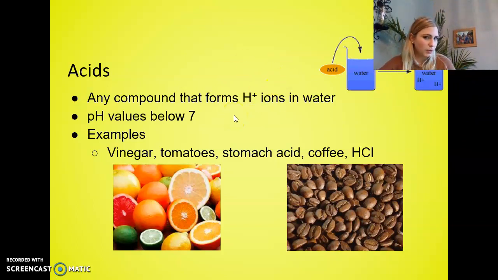Now, eventually, if you're really into science, you'll learn about another way that acids can be formed with electrons and whatnot, but I'm not concerned about that right now. What I need you to know is that acids have hydrogen ions, values below 7, and examples: vinegar, tomatoes, stomach acid, coffee, and of course, hydrochloric acid, hydrogen chloride.